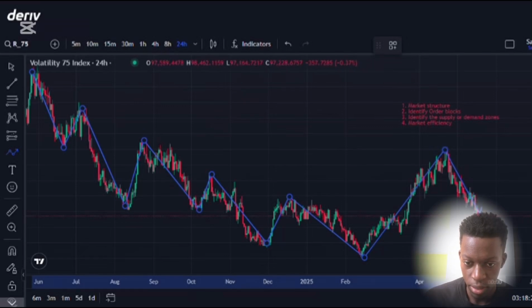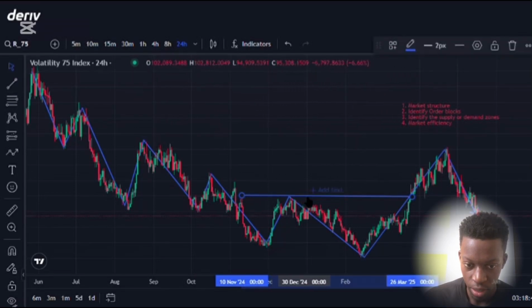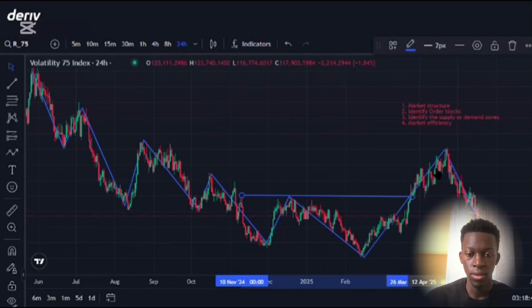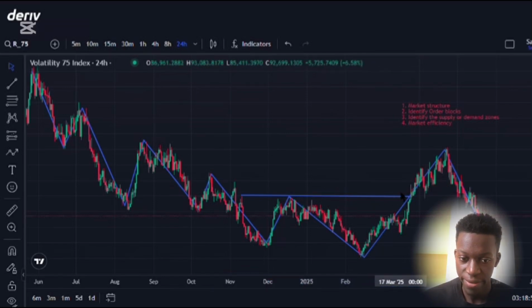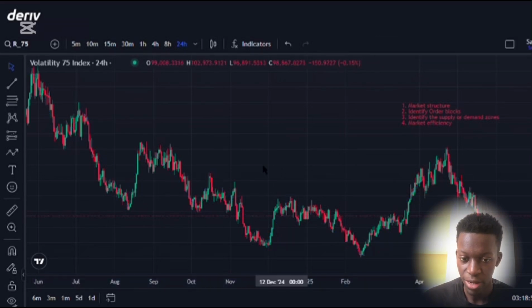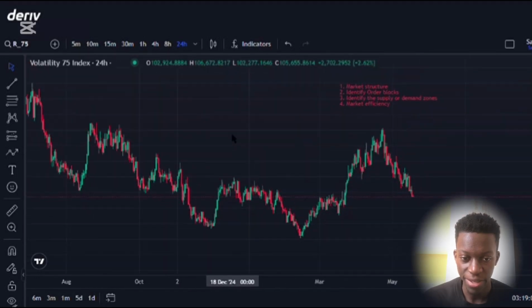And then, as you can see here, it formed this high here and broke the previous low. So there is a change here in the structure, a change of character rather. Where we were having lower lows and lower highs, we recently broke through the previous high, and then we formed a higher high over there.